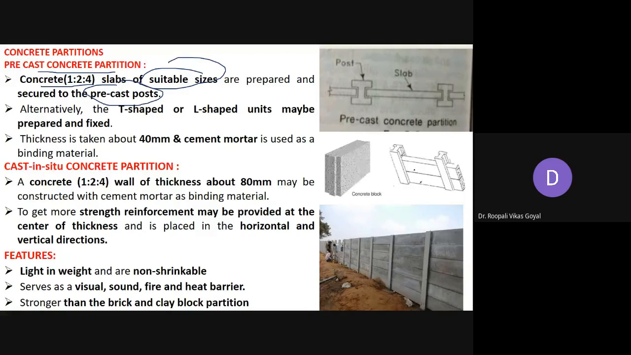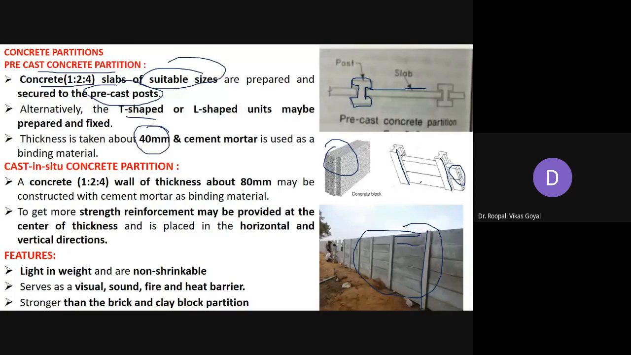So you might have seen this kind of partition wall. Okay, so here these are your precast posts. These posts are I-shaped. This is your precast post in which you have to provide this concrete slab that can be inserted. Okay, and these are the concrete blocks that can also be fixed.